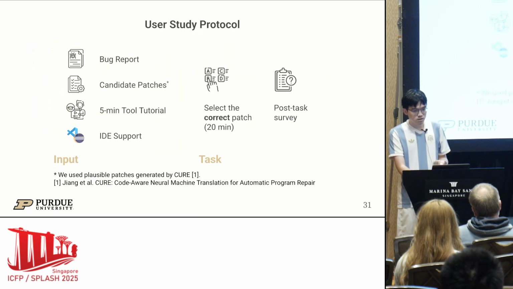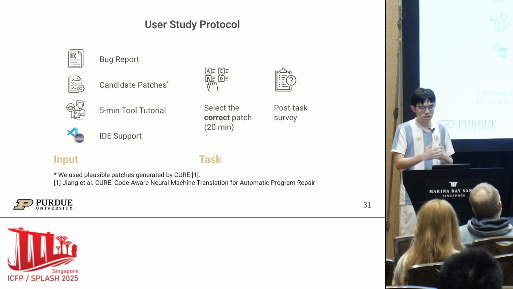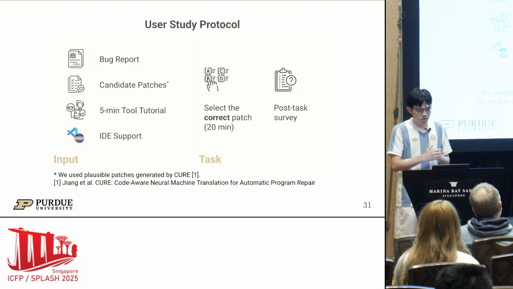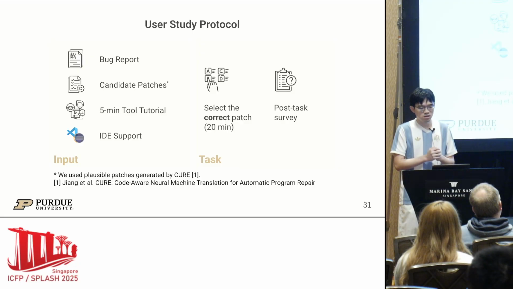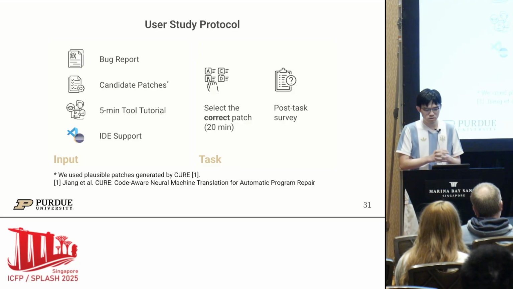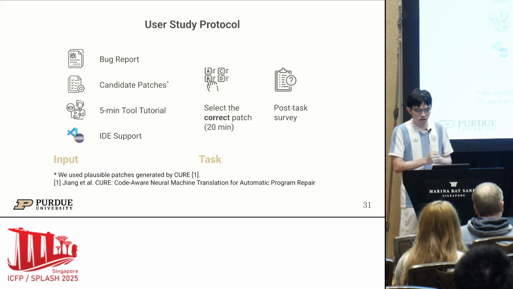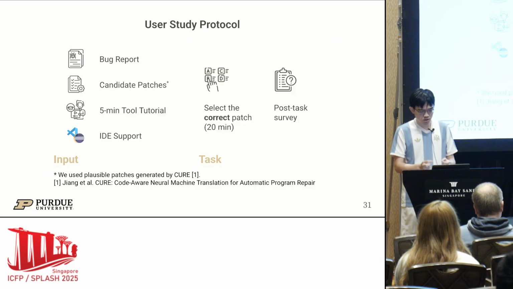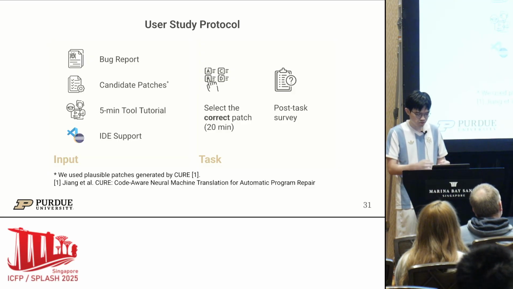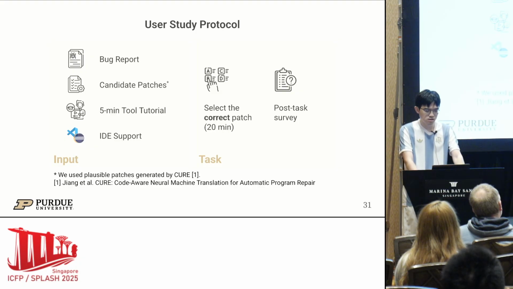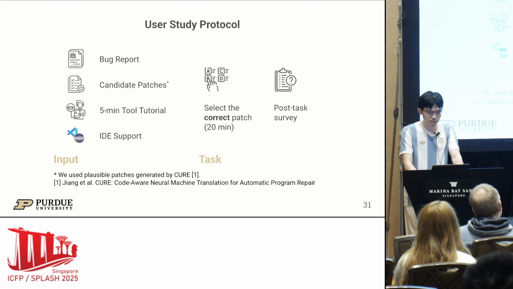For each bug-fixing task, participants receive a bug report and a list of candidate patches. Except for the manual debugging setting, they first receive a short tutorial video on how to use the tool. They were also given access to 2 IDEs, VS Code and Eclipse, to help with debugging. They had 20 minutes to debug each program and choose the patch they believe to be correct. After each task, they completed a short survey to share their experience and feedback.